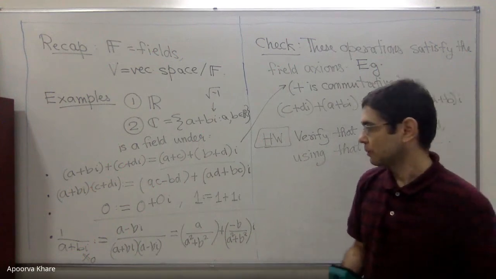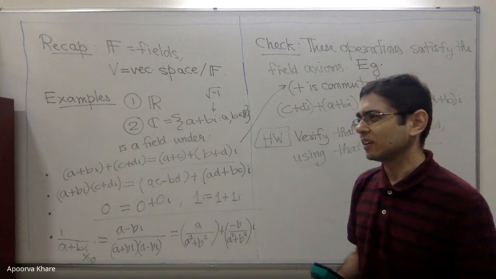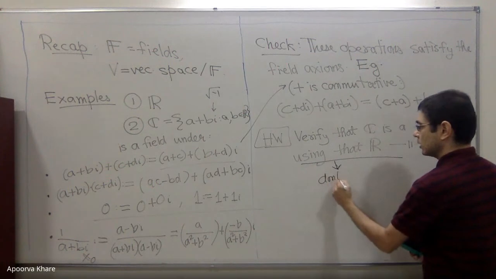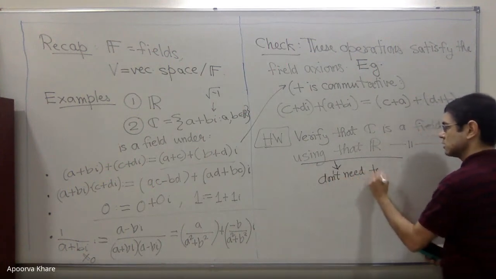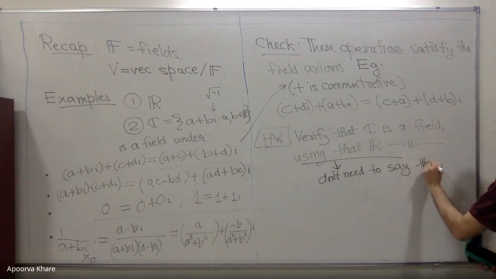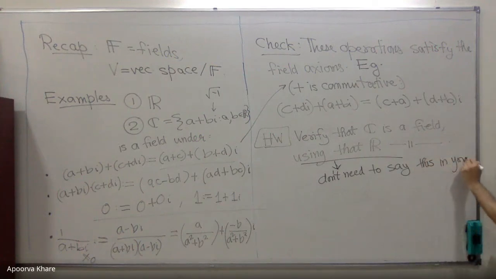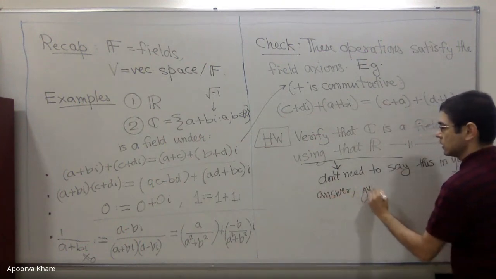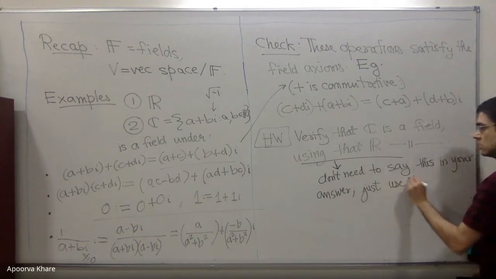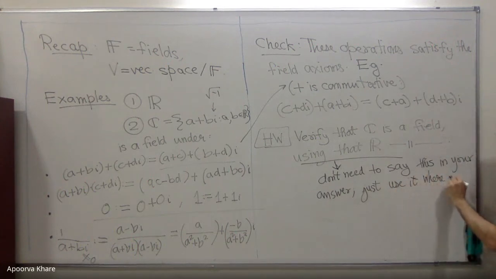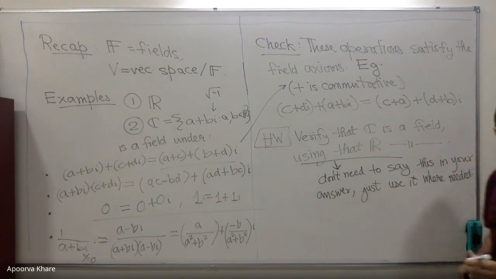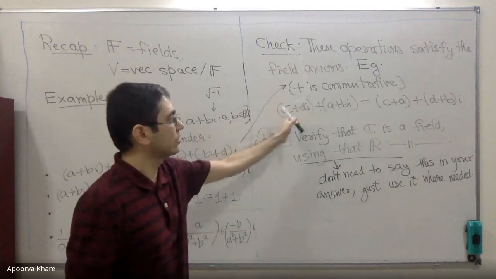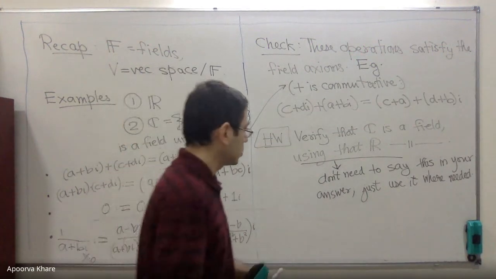Okay? And when I say using that R is a field, you don't need to refer to it or say this in your answer, but just use it wherever necessary. You don't need to say that because addition is commutative in R, therefore this happens. Okay, so that is that.